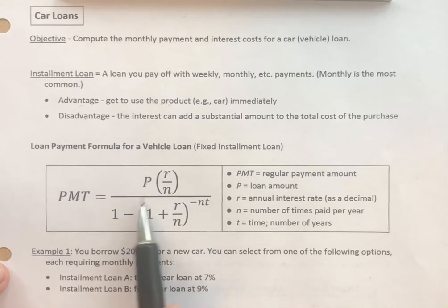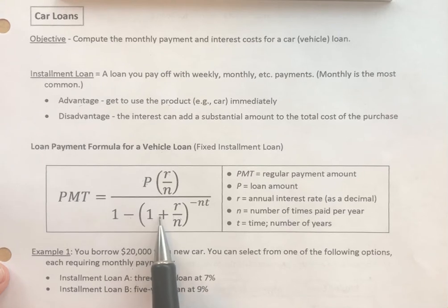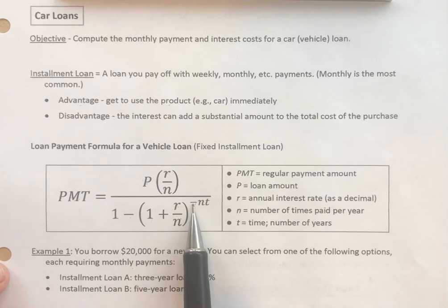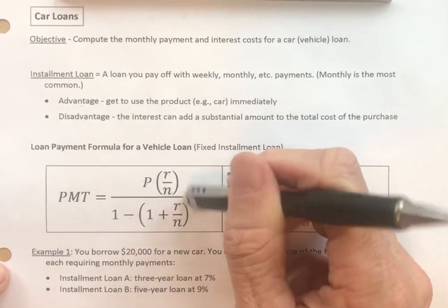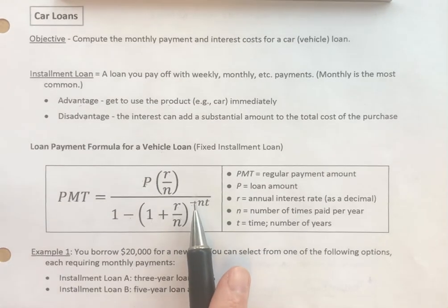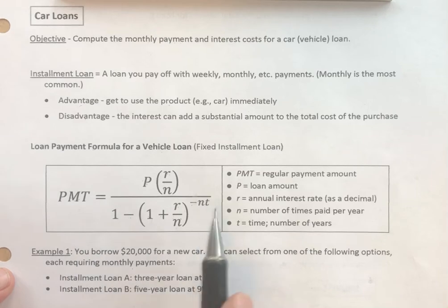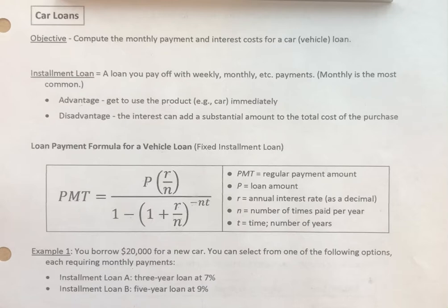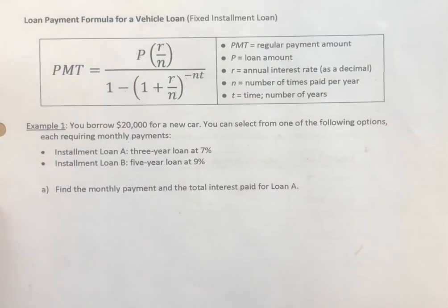That's the numerator. The denominator is 1 minus the sum of 1 plus the interest rate as a decimal, divided by the number of times paid per year. That sum raised to the negative. This is what people forget. It's raised to a negative exponent, so it's a negative number of times paid per year times the number of years as the exponent. Let's put that to work and see how this works with cars.